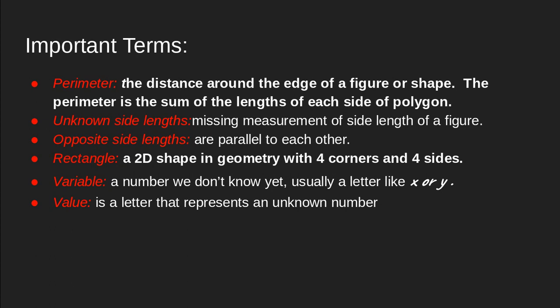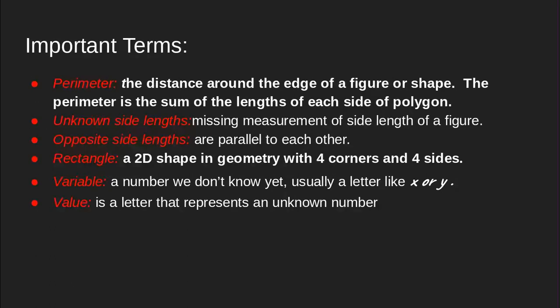The perimeter is the sum of the lengths of each side of a polygon. Unknown side lengths are the missing measurement of side length of a figure. Opposite side lengths are parallel to each other and are right across each other.